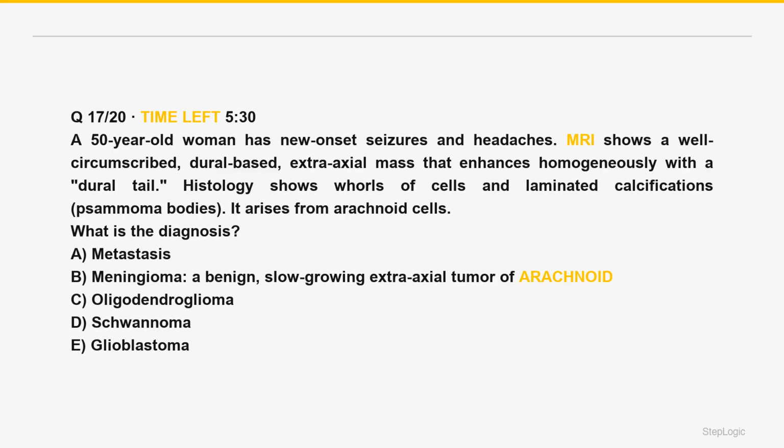What is the diagnosis? A 50-year-old woman has new onset seizures and headaches. MRI shows a well-circumscribed, dural-based, extra-axial mass that enhances homogeneously with a dural tail. Histology shows whorls of cells and laminated calcifications, psammoma bodies. It arises from arachnoid cells. Read the command: diagnosis. Dural-based extra-axial mass, dural tail, whorls plus psammoma bodies, arachnoid origin, woman: meningioma.